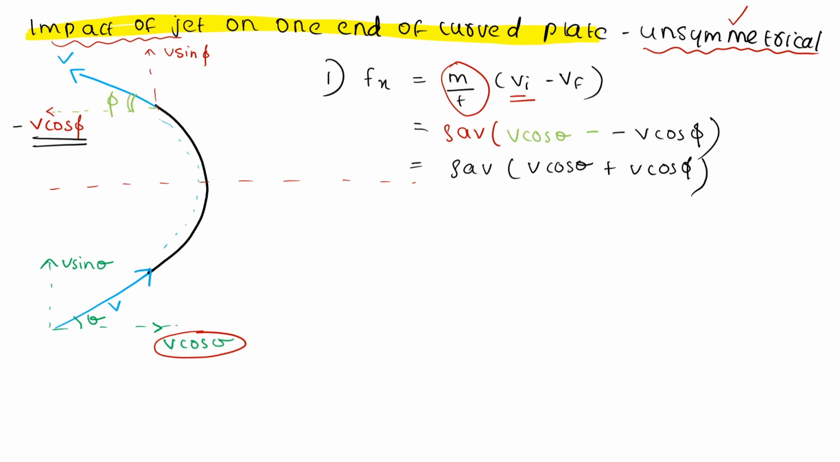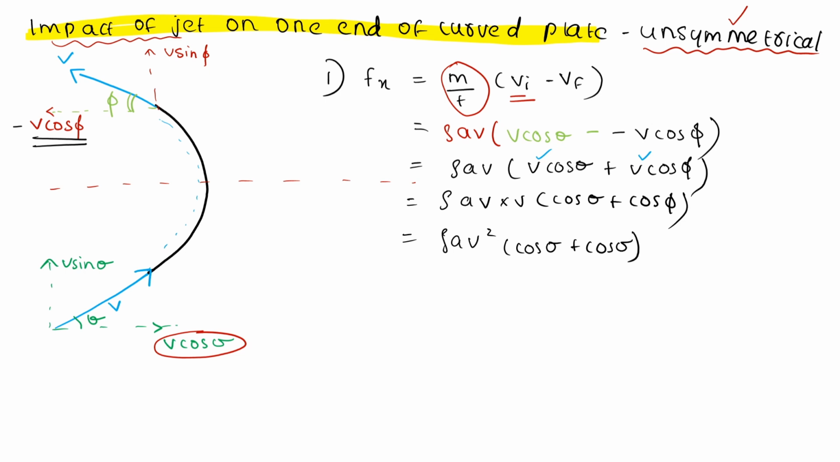Since v is common here, I can take v outside. So the equation will become rho a v into v times cos theta plus cos phi. I can rewrite this as rho a v square into cos theta plus cos phi. This is the impact of the jet along the x direction.